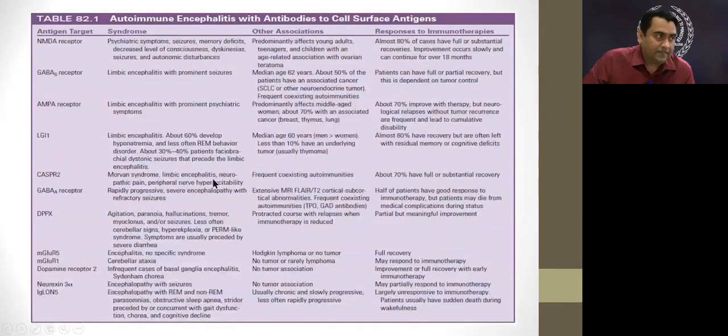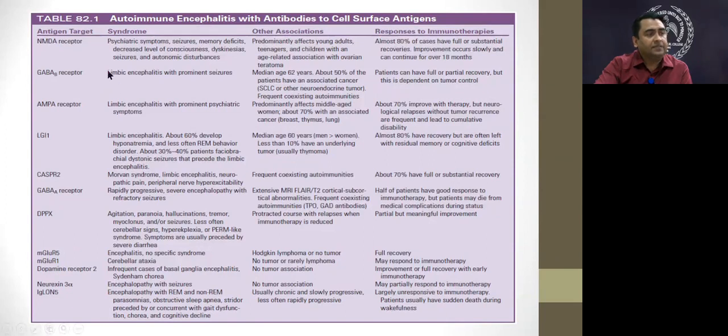So just to summarize all the ones that were previously mentioned. Now, the NMDA receptor syndrome presents as a neuropsychiatric phenomenon. Other associations: it usually affects young adults, usually women, and children. The response to immunotherapy is very good, with full to very substantial recovery in almost 80% or more.